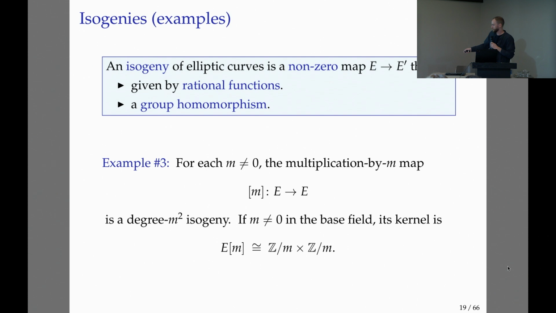And the structure of this group is just a product of two cyclic groups. In some sense, it's a two-dimensional space. If m is prime, it's really like a vector space. And so you can identify all the points who get killed by multiplication by m with a two-dimensional thing. This also shows up in a lot of isogeny-based algorithms and protocols, so you should keep that in mind.